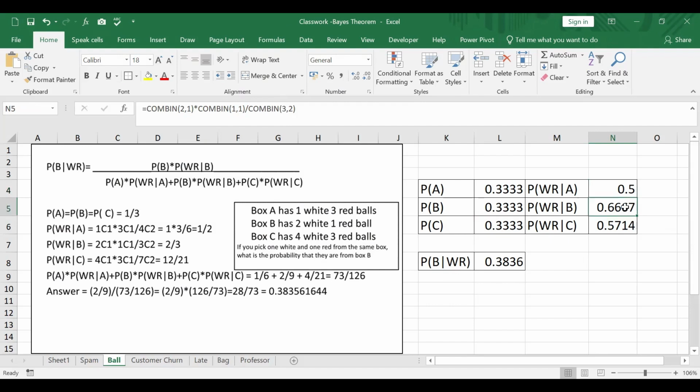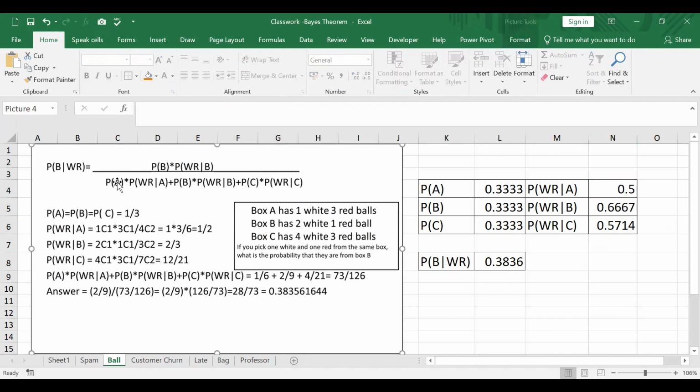Similarly here we have got 2 and 1, therefore it is combine 2 comma 1, combine 1 comma 1, and 2 plus 1 is 3, therefore combine 3 comma 2. And in this one there are 4 plus 3, which is 7. So combine 4 comma 1, combine 3 comma 1, and combine 7 comma 2. So these are the three things. Denominator is here.